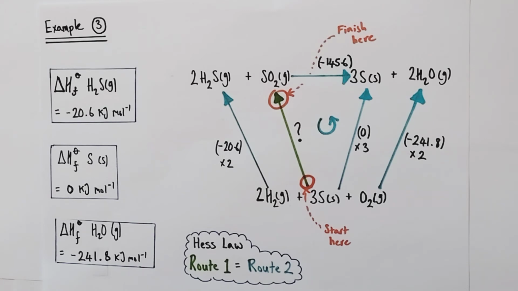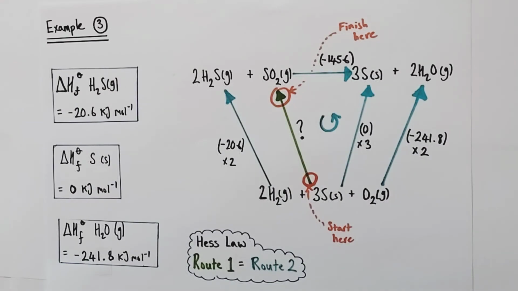Let's look at this last example. Now, example 3 is a little bit different. This time we were given a reaction between hydrogen sulfide and sulfur dioxide to form sulfur and water. But the key difference is you've been given the enthalpy change of this reaction, along with the enthalpy change of formation of hydrogen sulfide, sulfur and water. Therefore, the missing enthalpy change here is the enthalpy change of formation of sulfur dioxide from its elements in their standard states. Don't panic is the key thing.